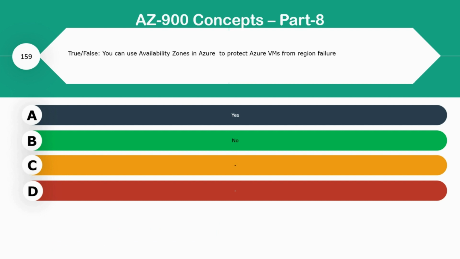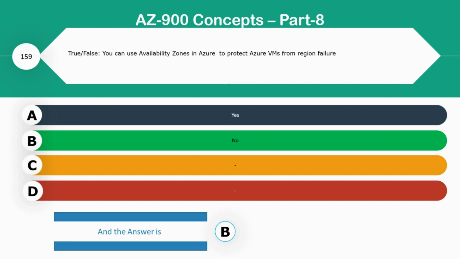Again, true or false. You can use availability zones in Azure to protect VMs from region failure. Slightly reworded between the previous question and here, we are talking about region failure. So the right answer for this question is option B. Please note the difference between the previous question and the current question. Here we are talking about regional failures. So all regional failures need to be handled in associated region pairs only. And so false is the right answer.